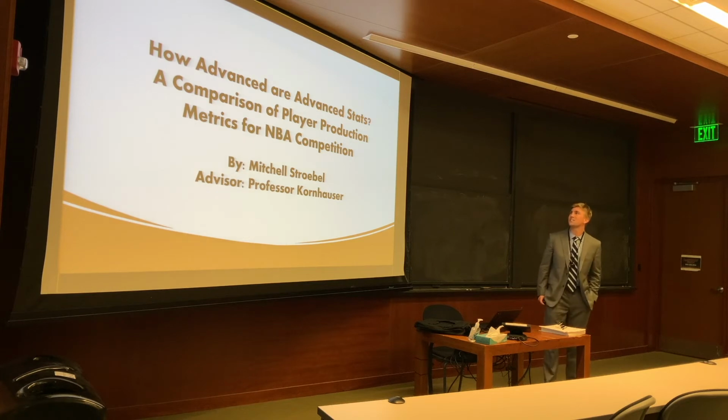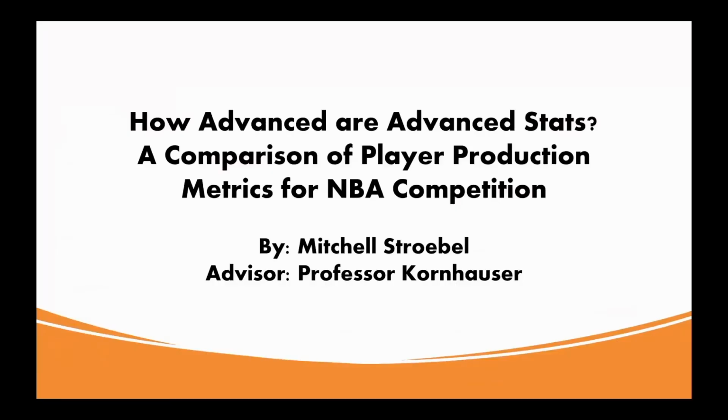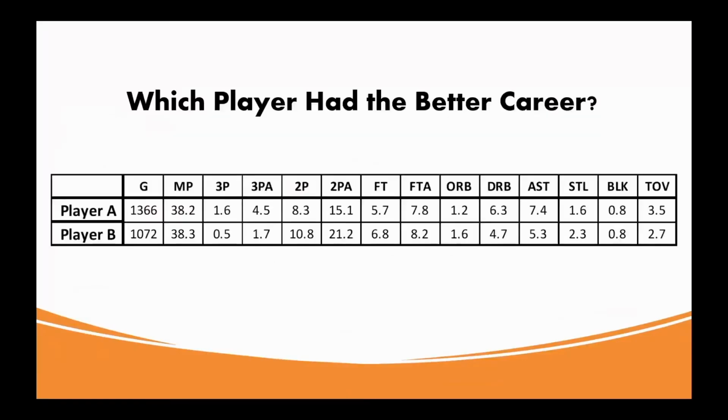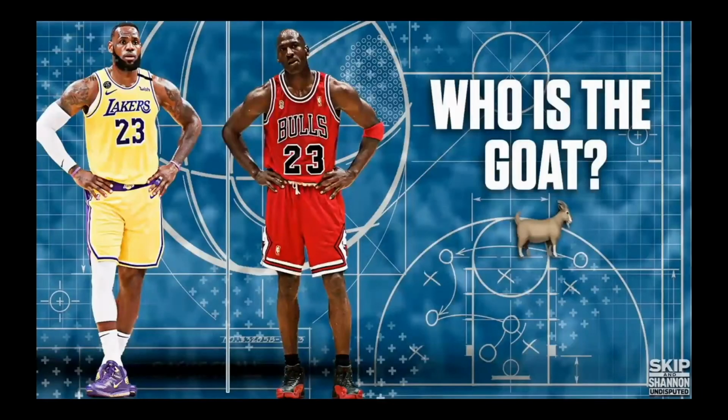Hi, the title of my thesis was How Advanced Are Advanced Stats, a comparison of player production metrics for NBA competition, and my advisor was Professor Kornhauser. On the screen are the career per-game statistics for 2 different basketball players. The categories shown comprise the stats that are traditionally recorded in a basketball box score. Based on this data, could you definitively determine which player had a better career? If so, you will have solved an argument that the basketball community has spent an excessive amount of time debating: who's the GOAT, LeBron James or Michael Jordan?